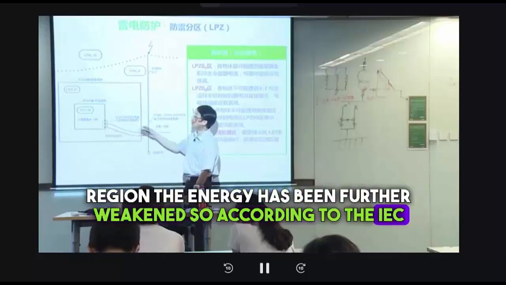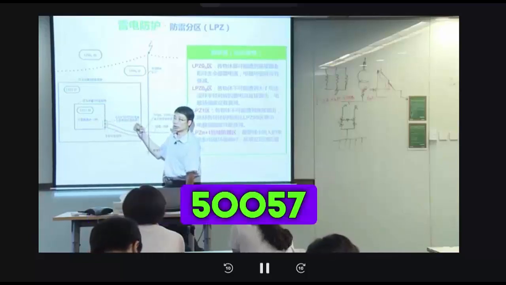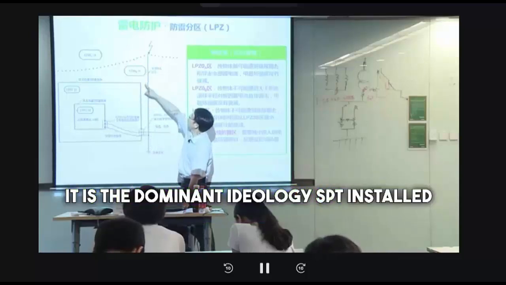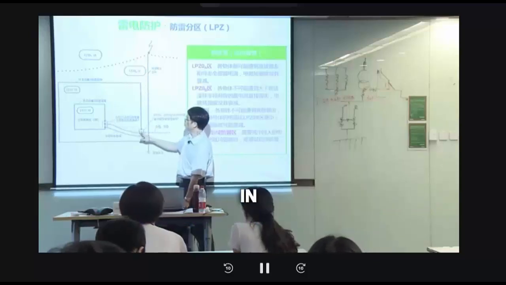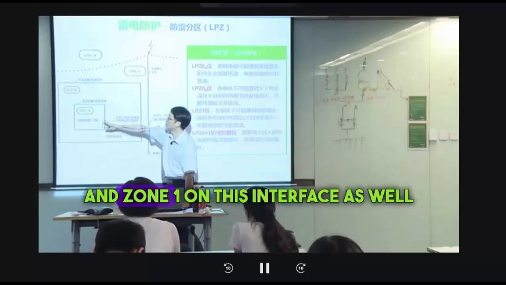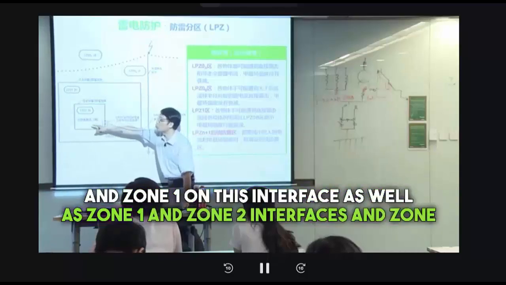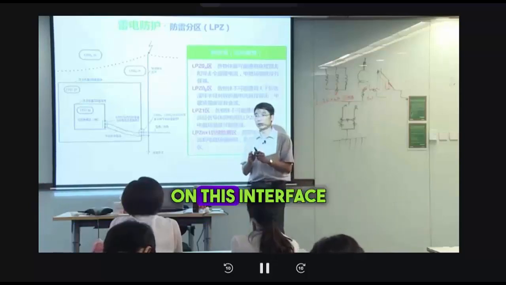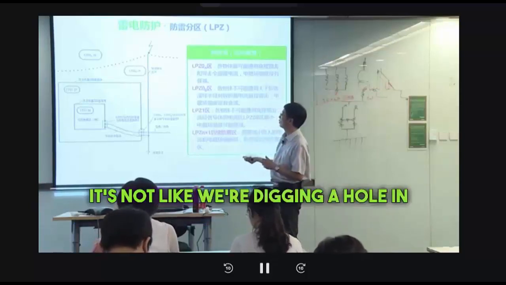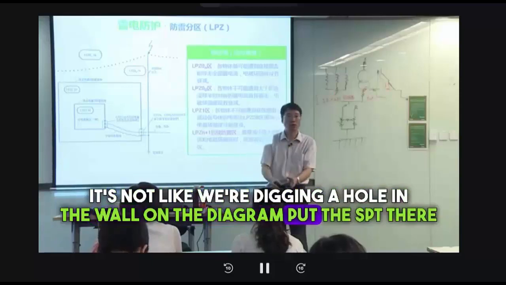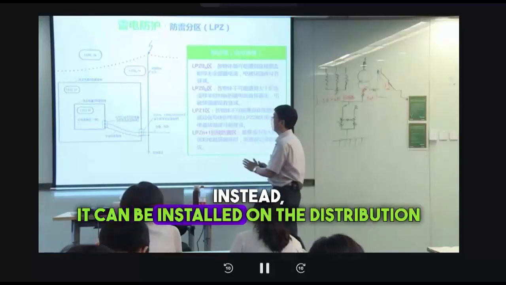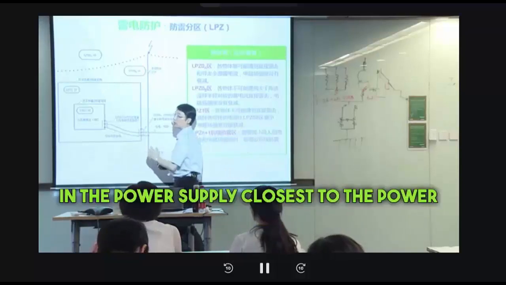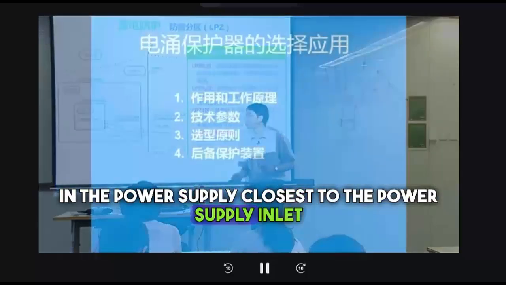So, according to the IEC and the national standard 50057, the dominant idea is that SPDs are installed at the zone interfaces. In what places are they installed? At the LPZ0B and Zone 1 interface, as well as the Zone 1 and Zone 2 interfaces, and Zone 2 and beyond, where there are subsequent partitions. Of course, it's not like we're digging a hole in the wall on the diagram to put the SPD there. Instead, it can be installed on the distribution cabinet and distribution box set closest to the power supply inlet.